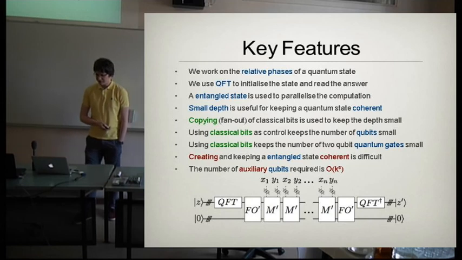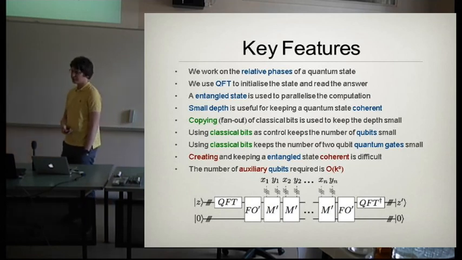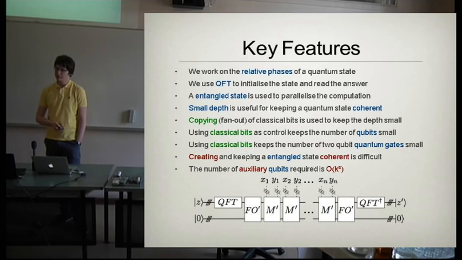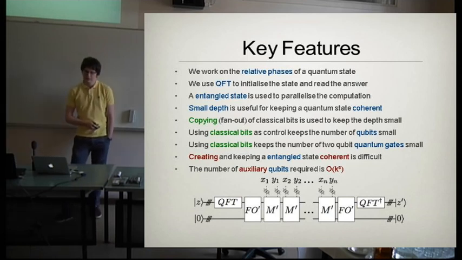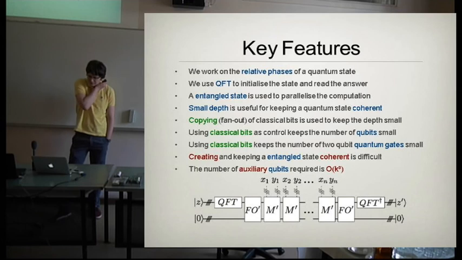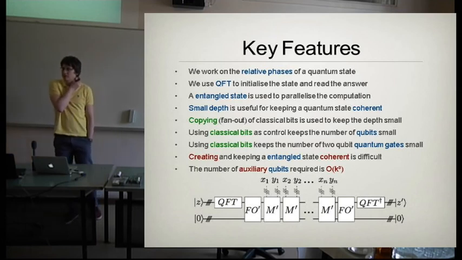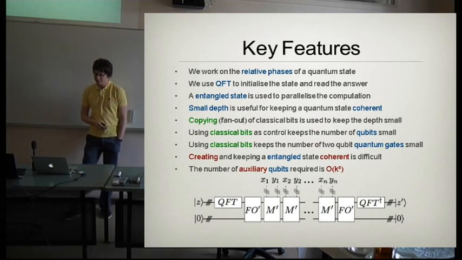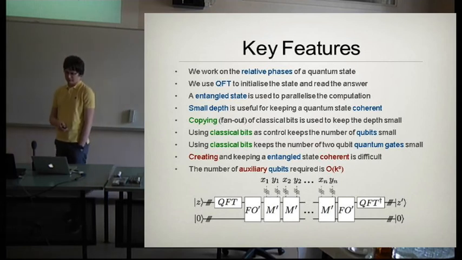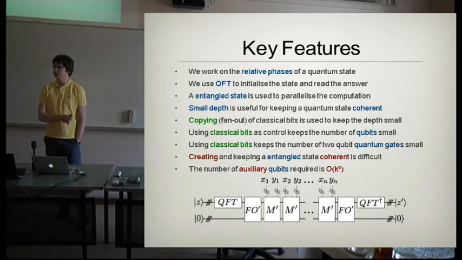So its features are that it works on the relative phases of the quantum states, and uses quantum Fourier transformation to initialize and read out. And we use an entangled state to apply the individual gates simultaneously. Small depth is useful if we want to apply it in reality, because it means we need to keep our state less time in a coherent state.